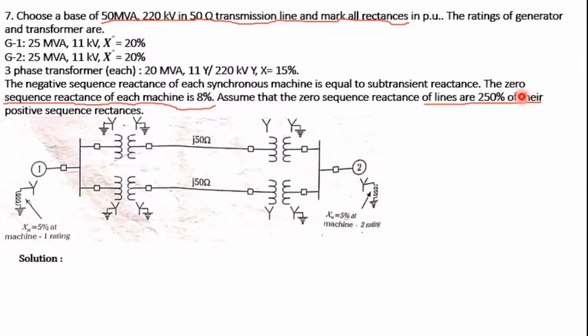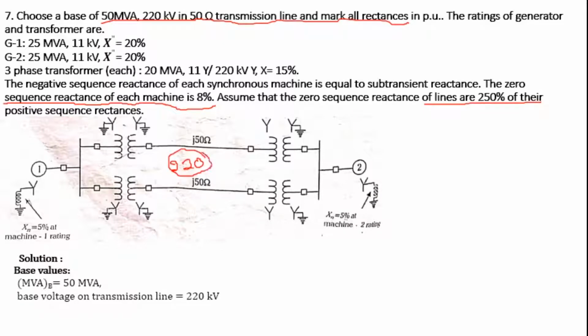It is clearly mentioned that the base is 50 MVA and 220 kV on the transmission line. So the base MVA will become 50 and the base voltage in the transmission line will become 220 kV. We just need to write the new MVA base and voltage in the transmission line, then mark all the generator ratings.